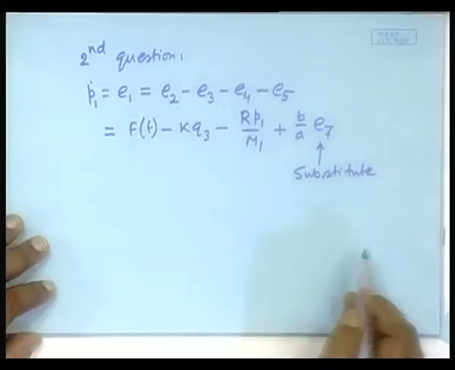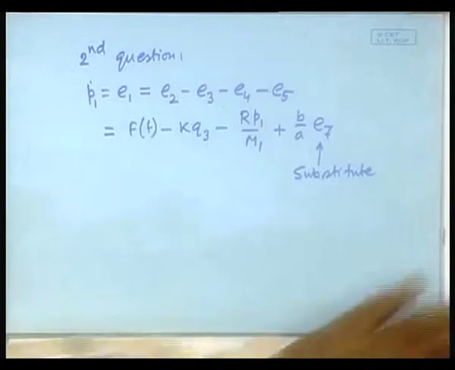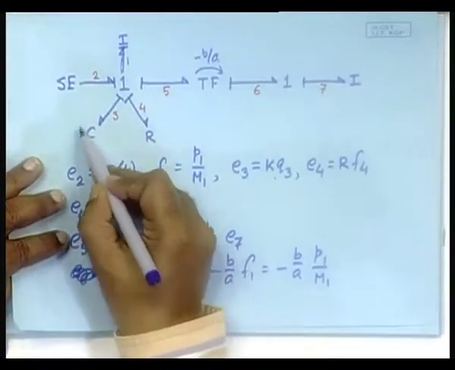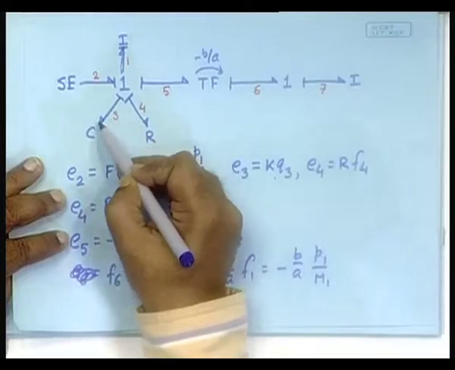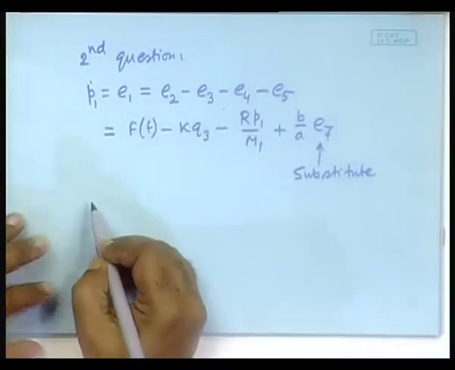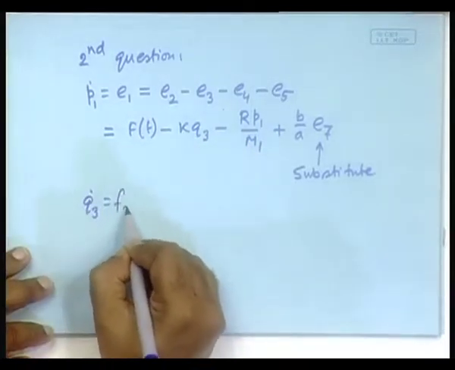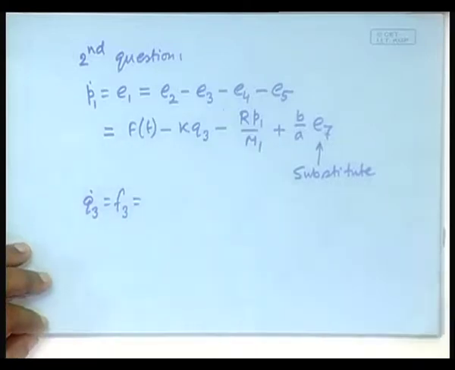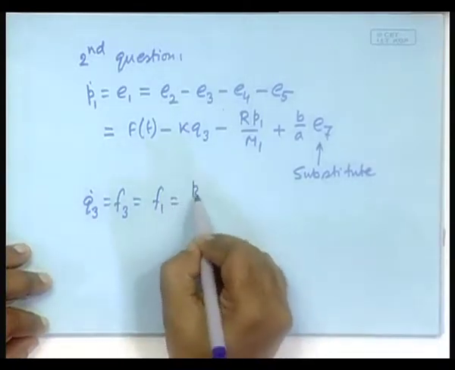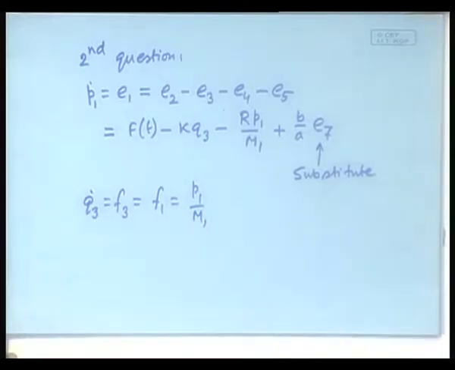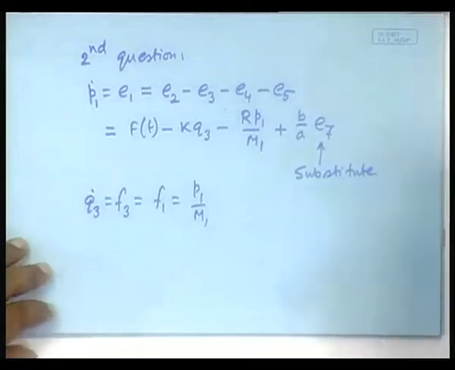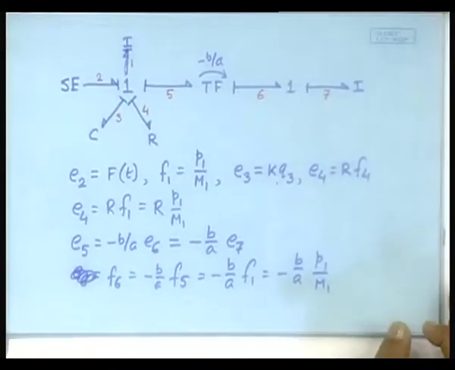The other integrally causal storage element was this, it was receiving flow. So, Q3 dot is equal to F3, which came from F1, which is equal to P1 by M1. That is it. So, these two will be the differential equations. Notice that it is possible to obtain the differential equations if there are integrally causal storage elements, no difficulty. The only thing is that there is a bit more algebraic manipulation involved, but it is doable.